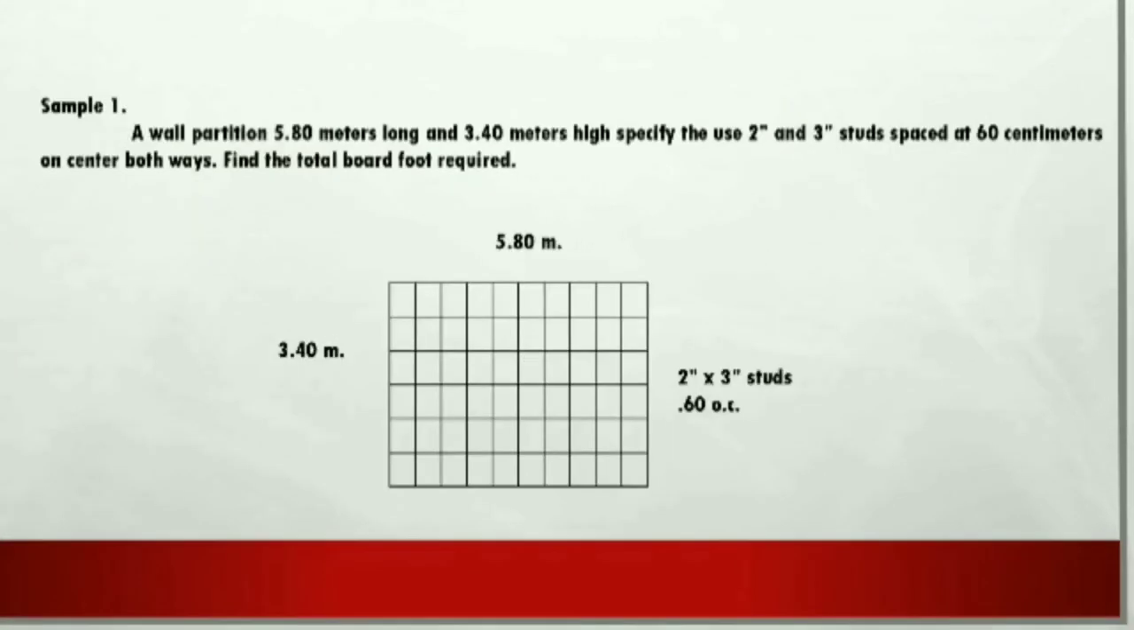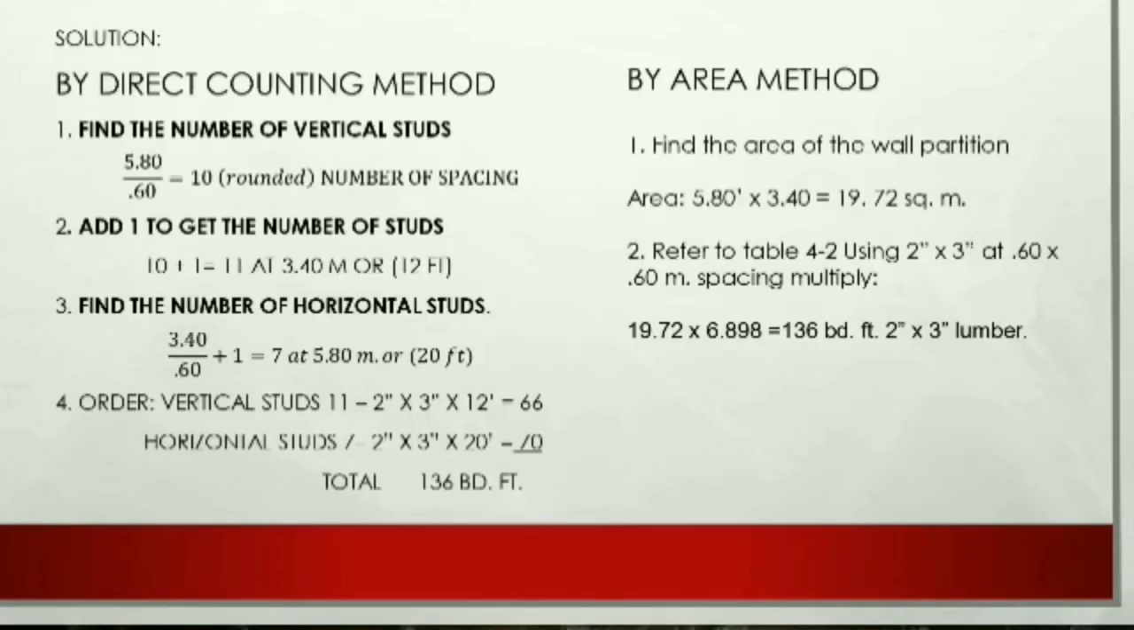So for the sample problem, a wall partition 5.80 meters long and 3.40 meters high. Specify the use of 2 inches by 3 inches studs spaced at 60 centimeters on center both ways. Find the total board feet required.